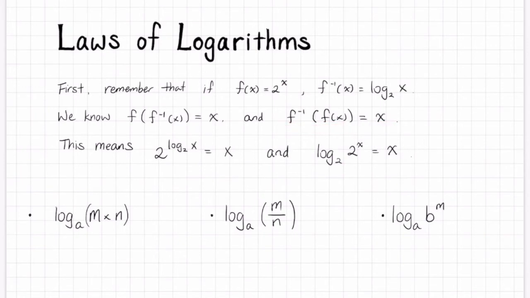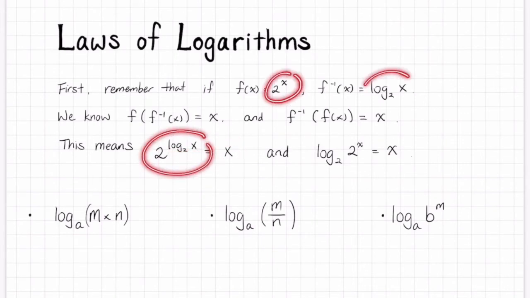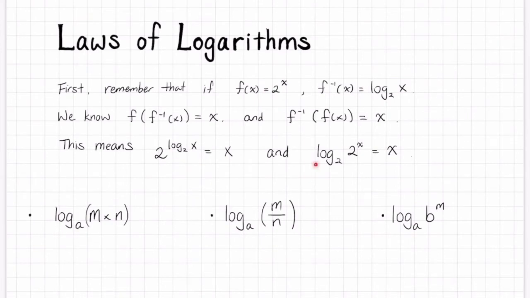So this is something that we've already done before, and in terms of our exponents and logarithm expressions, 2 to the power of log base 2 of x is x, because that's a composite of this and that, and log base 2 of 2 to the x is x. Now this is already something we've done just now, but that's a composite of f inverse and f.